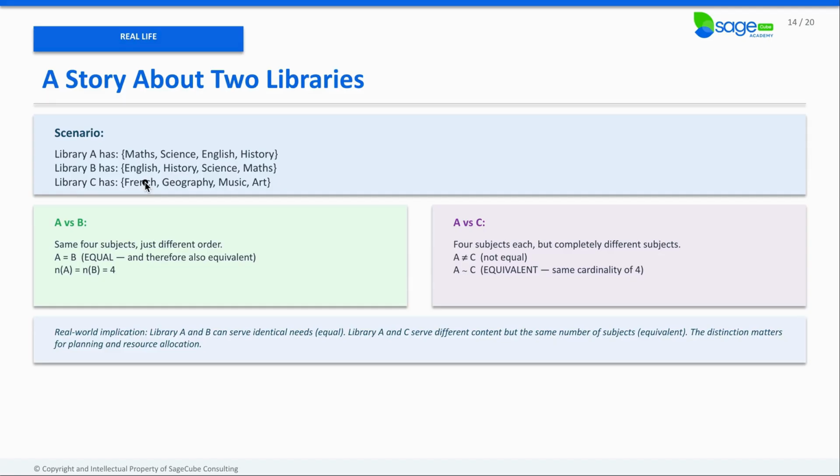All right, so please remember, equal sets are always equivalent, but equivalent sets are not equal. This distinction matters for planning and resource allocation in real life.